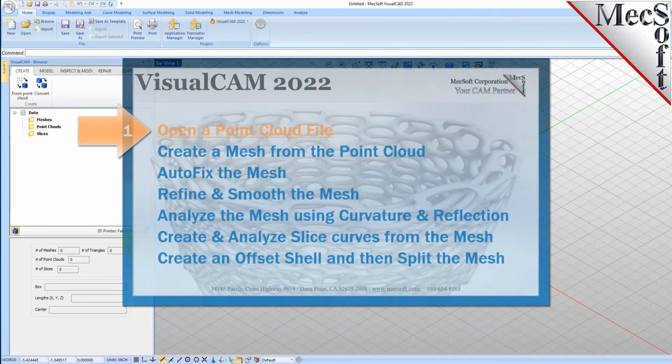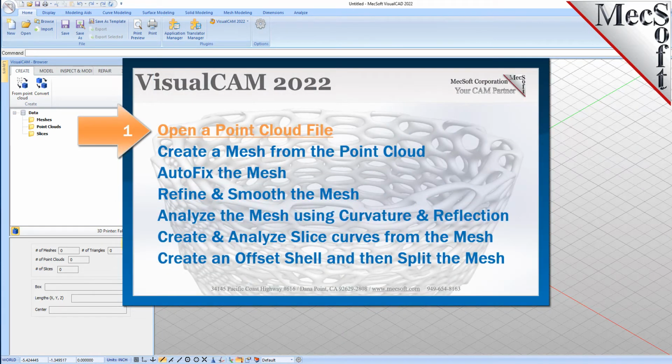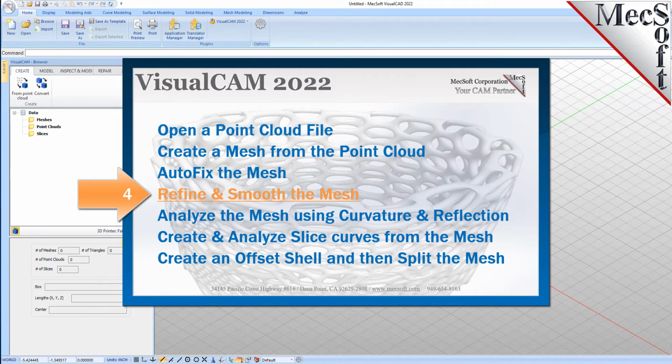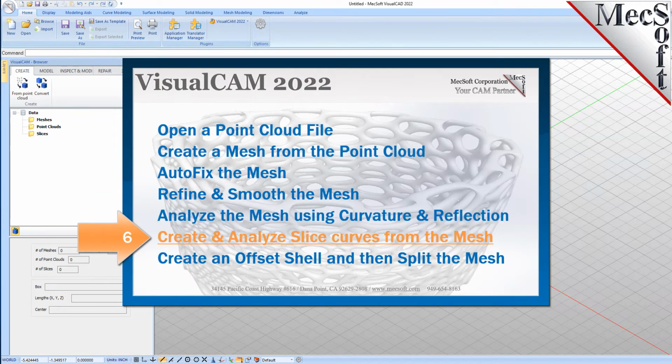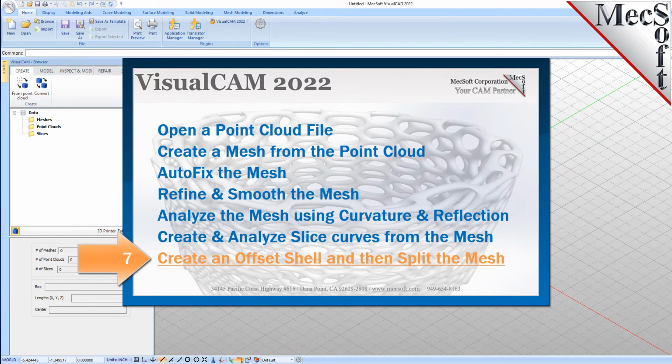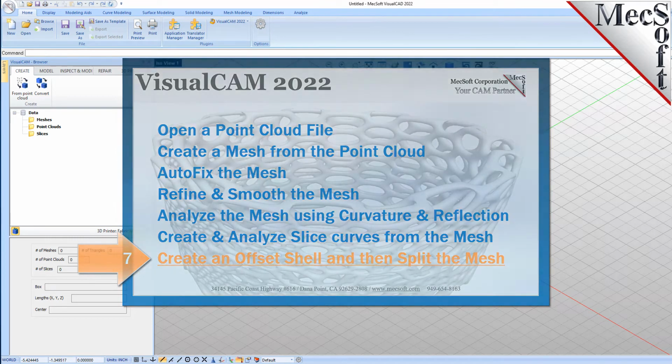We'll be performing the following steps to complete this guide. First, we'll open a point cloud file. Then we'll create a mesh from the point cloud. Then we'll autofix the mesh and analyze the mesh. After that, we'll refine the mesh and smooth it out. Then we'll analyze the mesh using curvature and reflection analysis. Then we'll create and analyze slice curves from the mesh. Finally, we'll create an offset shell and then split the mesh into two halves.